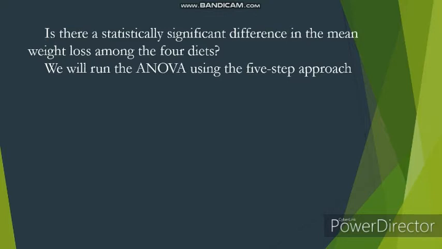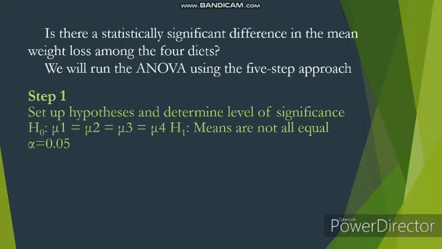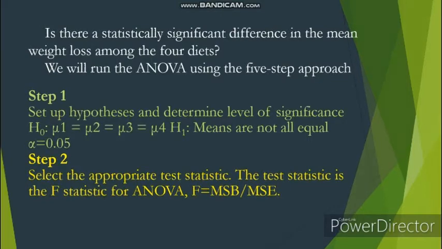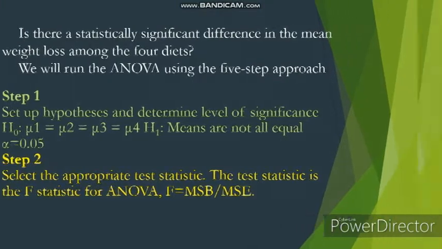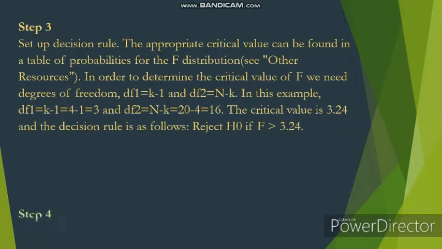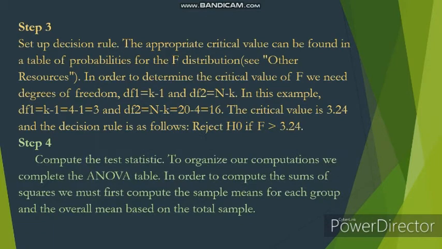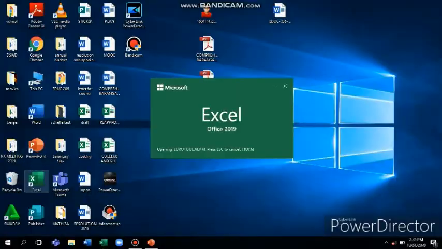Is there a statistically significant difference in the mean weight loss among the 4 diets? We will run the ANOVA using the 5-step approach. Step 1. Set up the hypothesis and determine the level of significance. Step 2. Select the appropriate test statistic. The test statistic is the F statistic for ANOVA. Step 3. Find the critical value. And Step 4. Compute the test statistic.